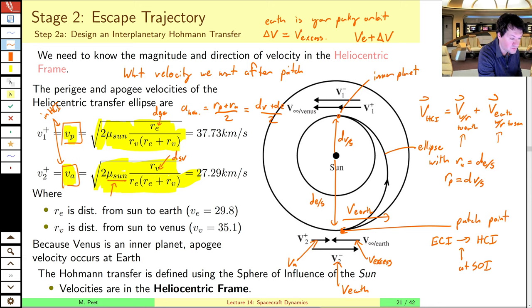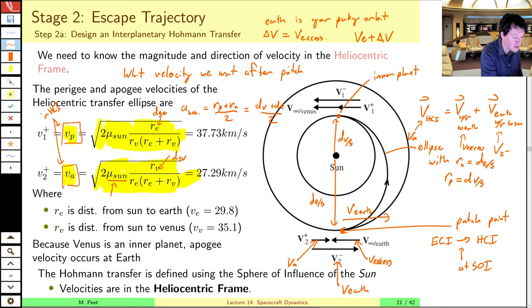This is velocity. Oh, sorry, I'm off the screen. This is velocity 2 minus, right? That's the velocity of the Earth. We actually want this to go in the opposite direction, so it'll have a negative sign. That's our excess velocity. And that'll give us our desired V apogee.